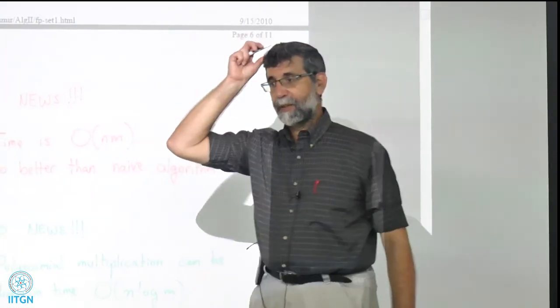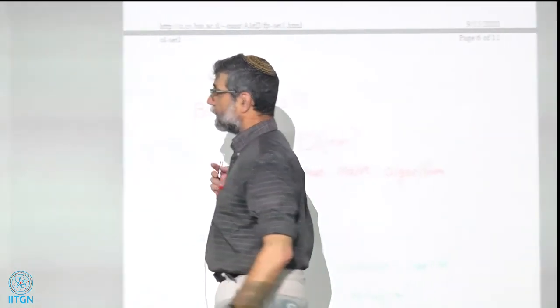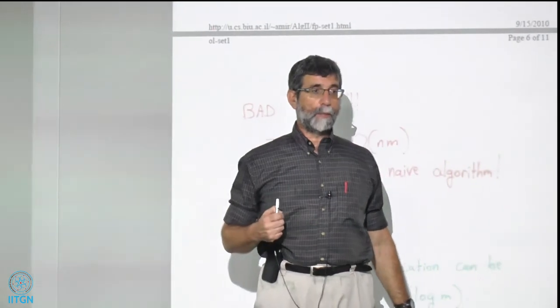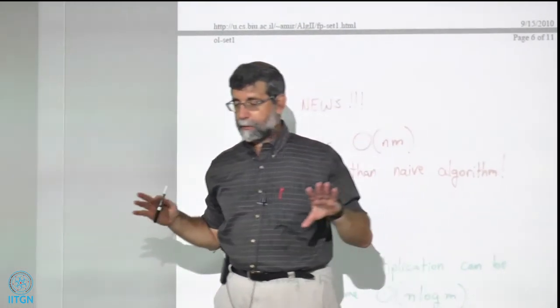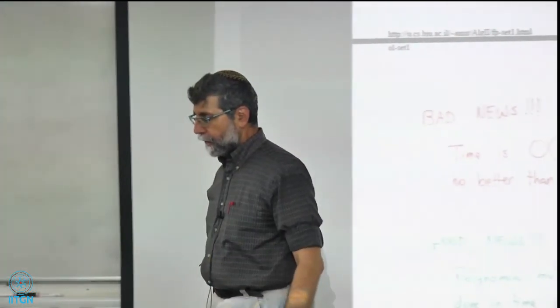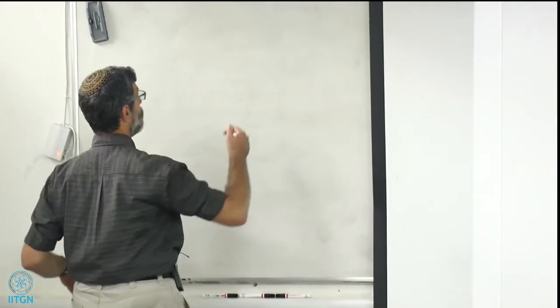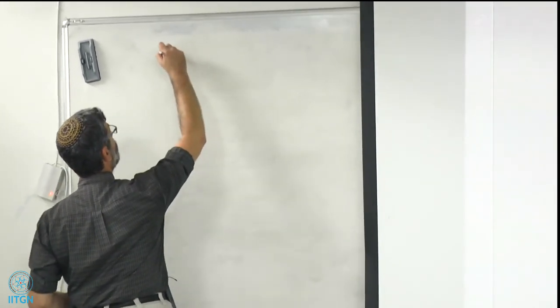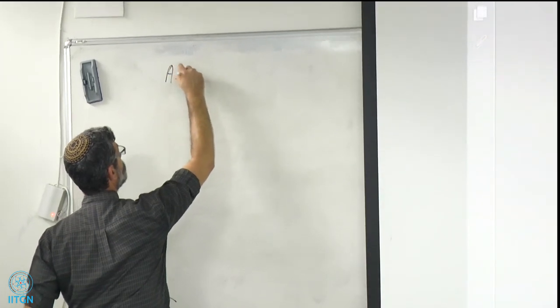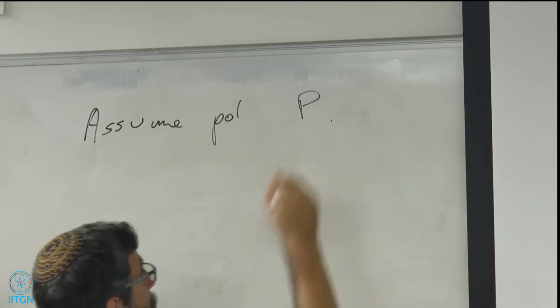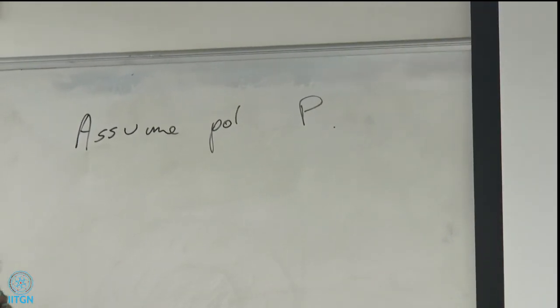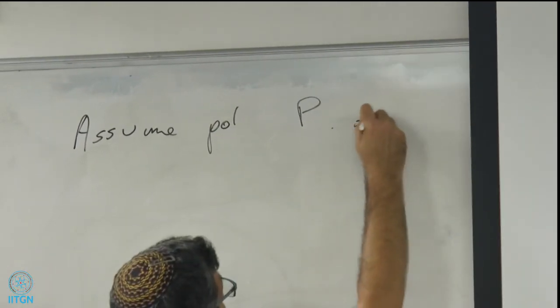Now, how does this thing work? It's actually a great example of a divide and conquer algorithm, because here is what the FFT is based on. Let's start with, suppose I have a polynomial. Assume polynomial P. So I have some polynomial, and let's say that it's of degree n.